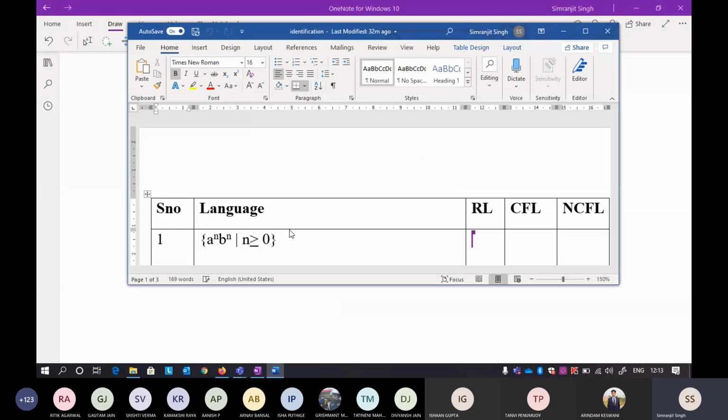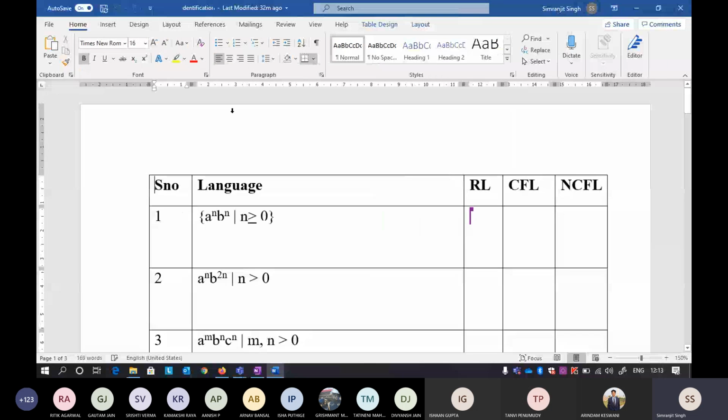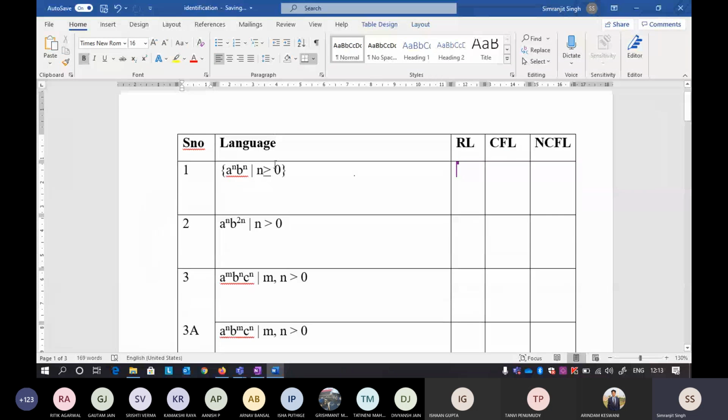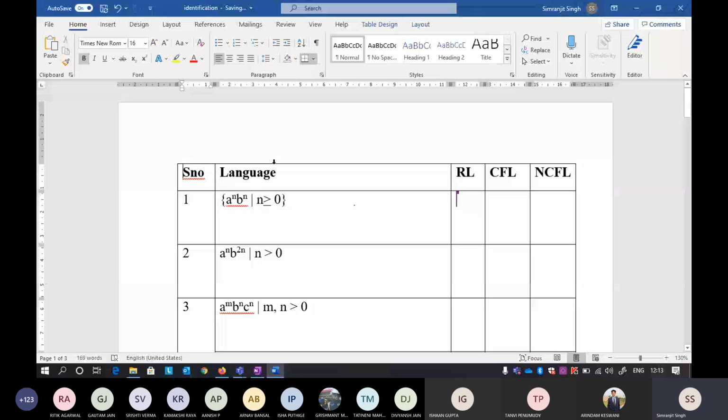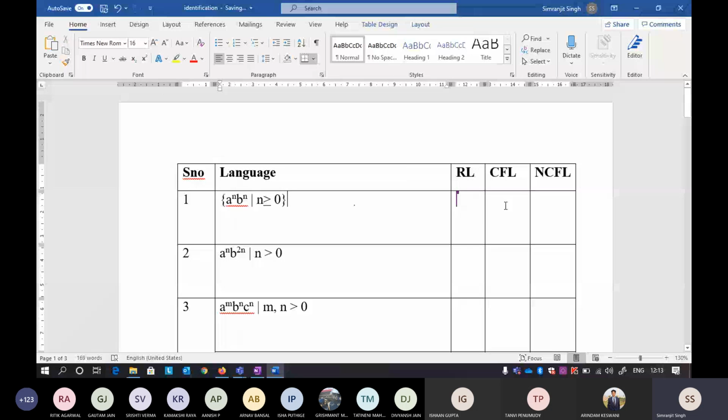Okay, so now the more you do these questions, the more you will get it. The first question is a fairly basic one. I think it's a classic example.